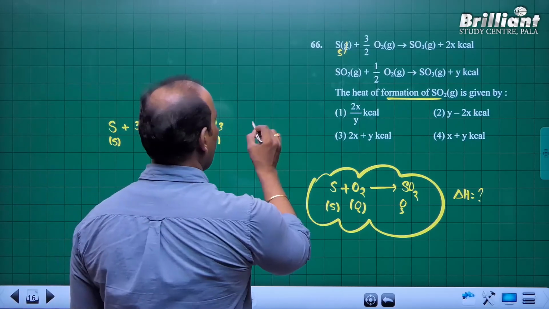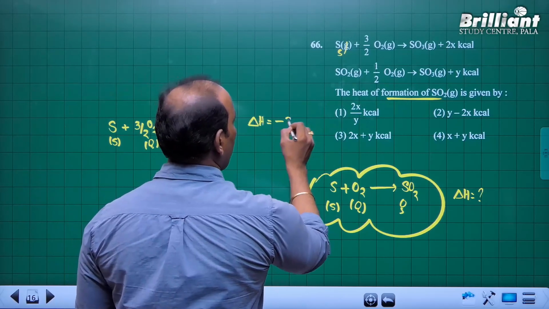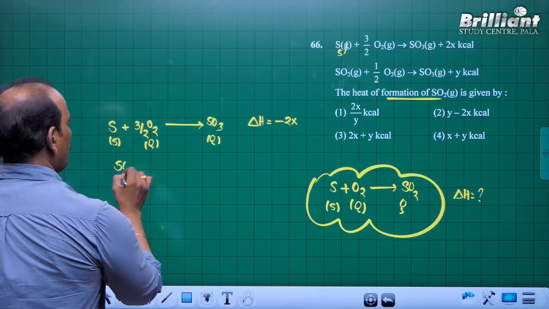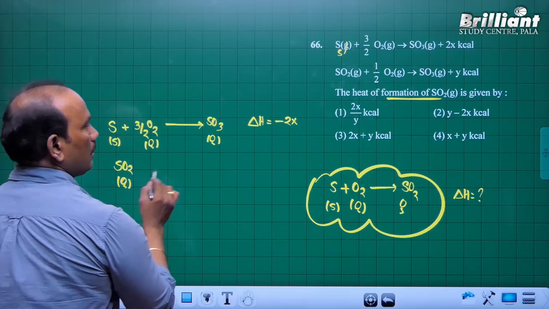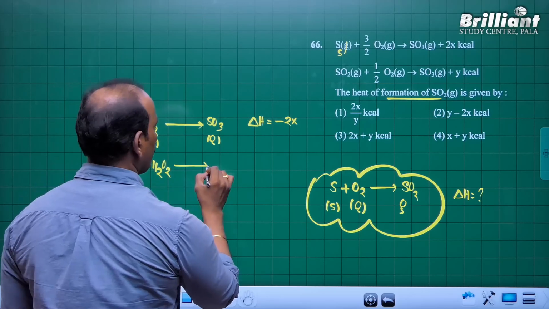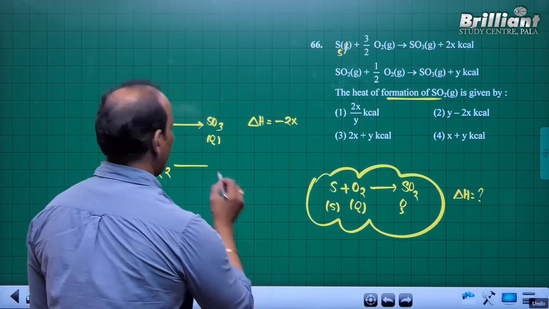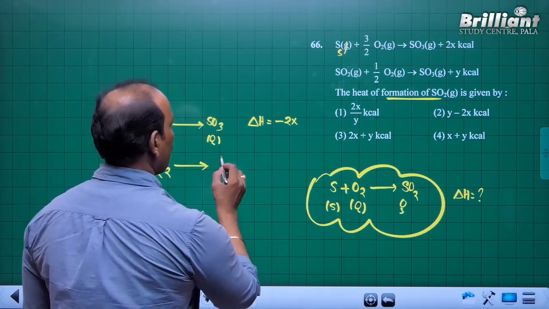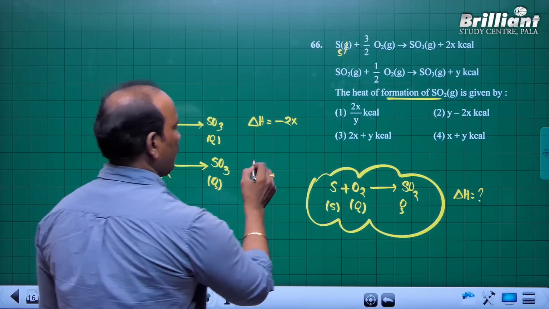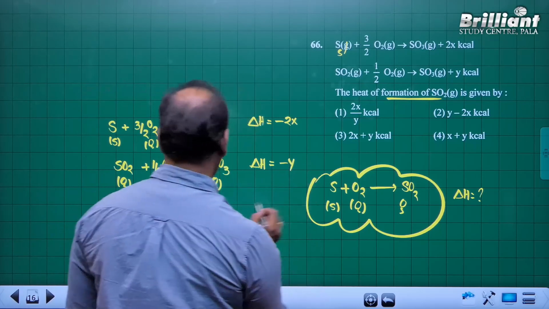Okay? What is the delta H value? The common representation is given, it changes to minus 2x value. What is the second one? SO2 gas plus half O2 gives rise to SO3. What is the value of this one? Delta H equal to minus Y.